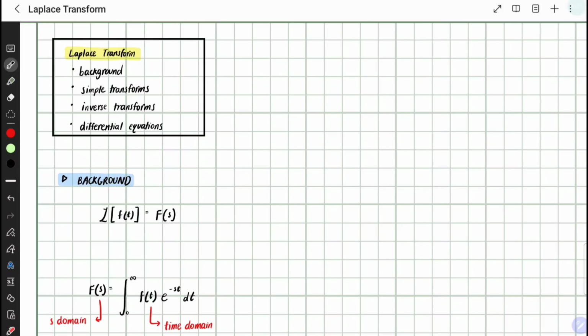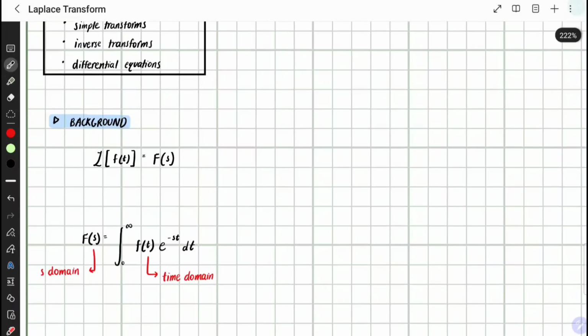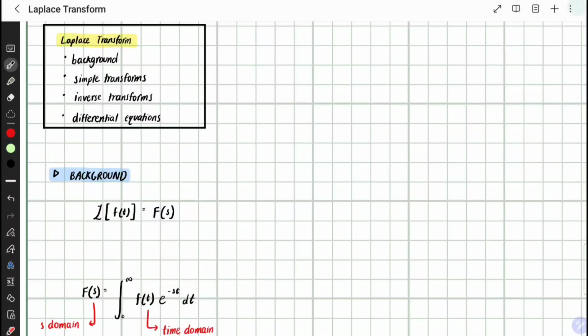Okay, we'll get into the Laplace transforms. We'll first look at the background, go into some simple transforms, look at inverse transforms, and then solve differential equations. So Laplace transforms allow us to convert rather complicated differential equations in the time domain into an equivalent algebraic equation relative to a different domain, in this case the frequency domain. This has useful applications in control systems such as circuits, stability, and transient responses, or mass damper systems and vibrations.